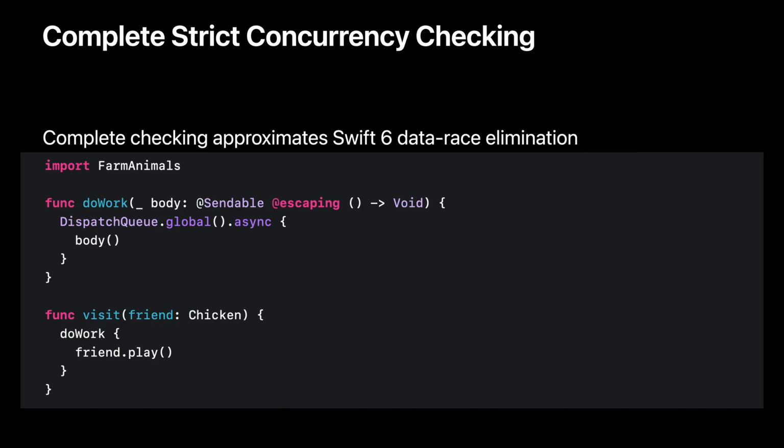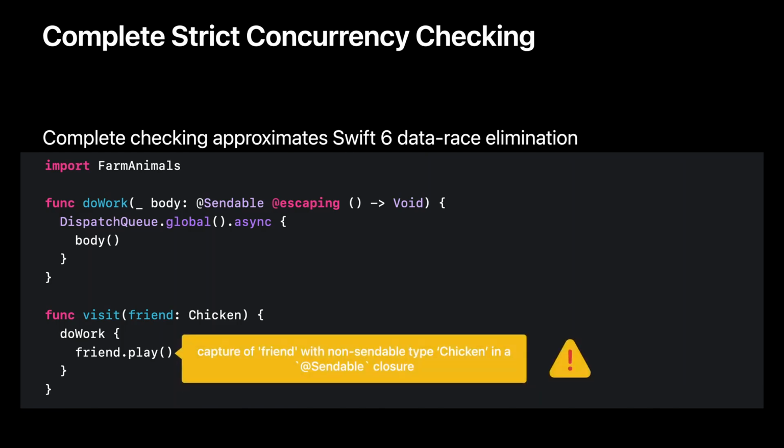That change eliminates this warning, and now all the callers of doWork know that they need to provide a sendable closure. That means we get better checking for data races, and we can see that the visit function now is the source of a data race. Complete checking will help flush out the potential data races in your program.